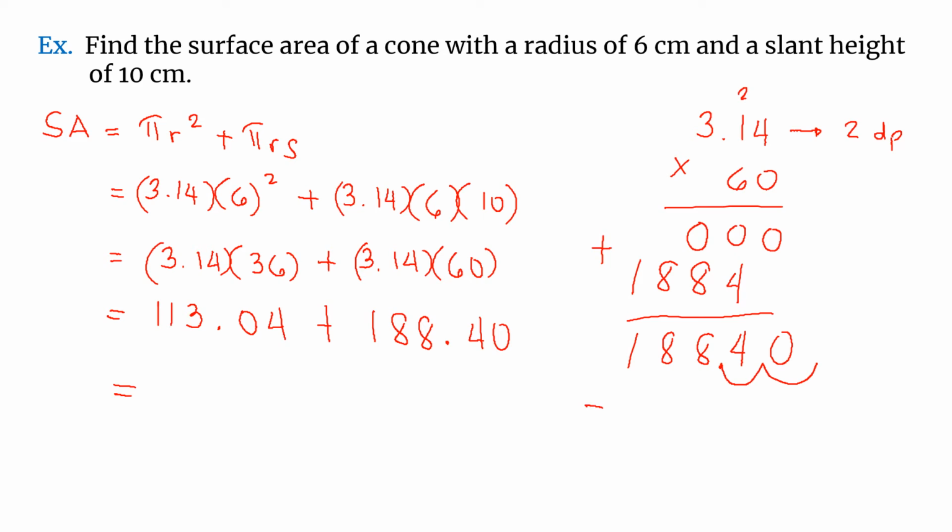188.40. So in here, i-add na natin yung 113.04. So 0 plus 4 is 4. 4 plus 0 is 4. Then put a decimal point. 8 plus 3 is 11. Carry 1 plus 8 is 9 plus 1, 10, carry 1 plus 1 is 2 plus 1, 3.